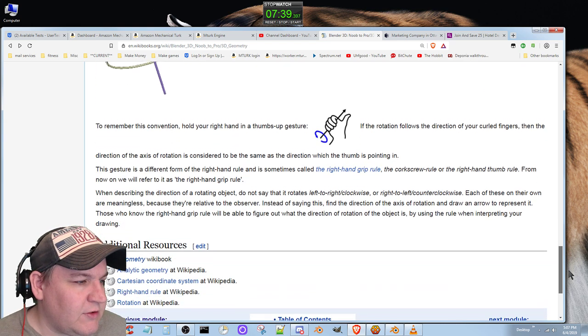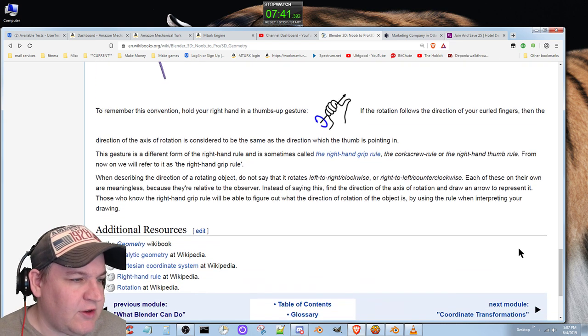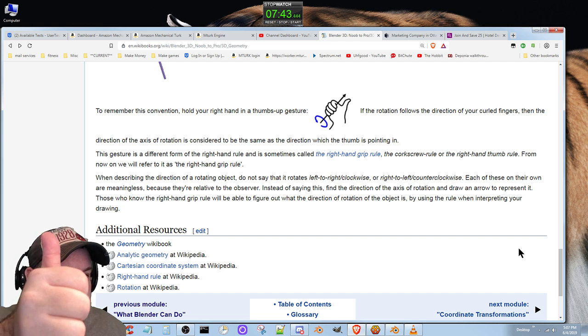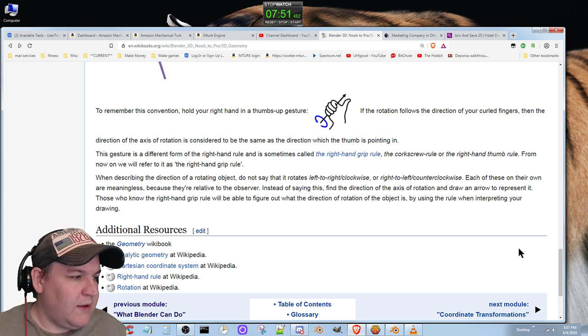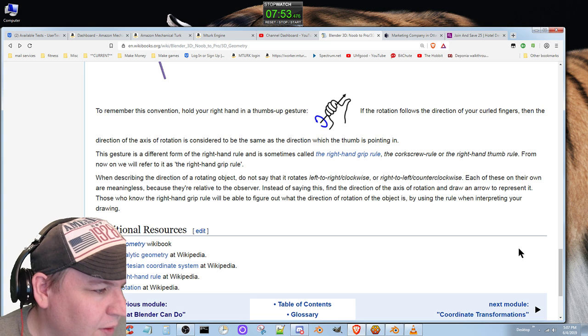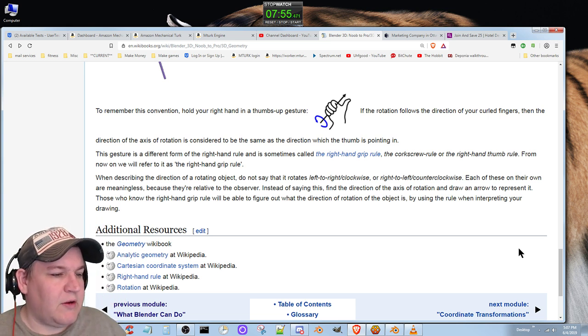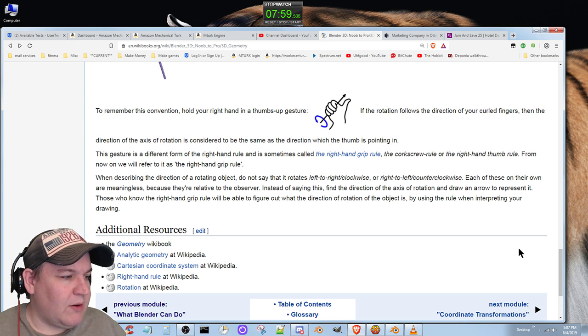To remember this convention, hold your right hand in the thumbs up gesture. The rotation follows the direction of your curled fingers, then the direction of the axis is considered to be the same as the direction which the thumb is pointing in. The gesture is different from other forms of the right hand rule, sometimes called the right hand grip rule, a corkscrew rule, the right thumb rule. From now on we'll refer to it as the right hand grip rule.